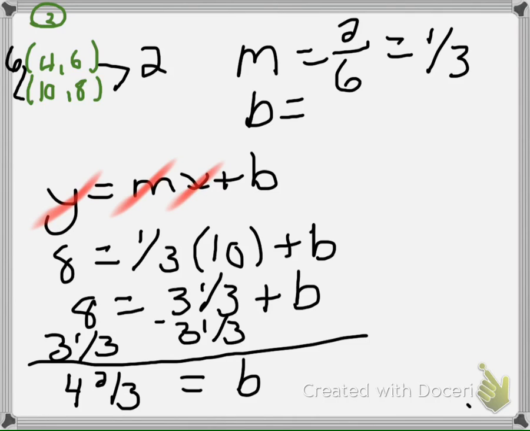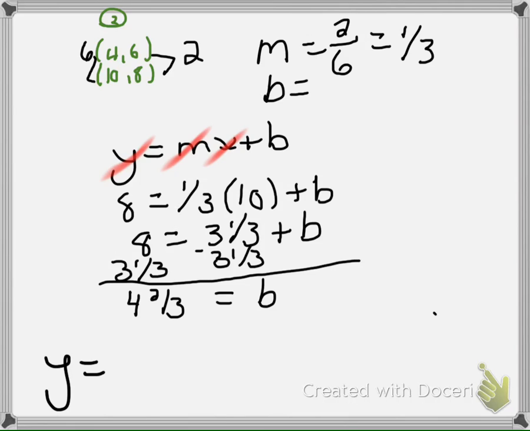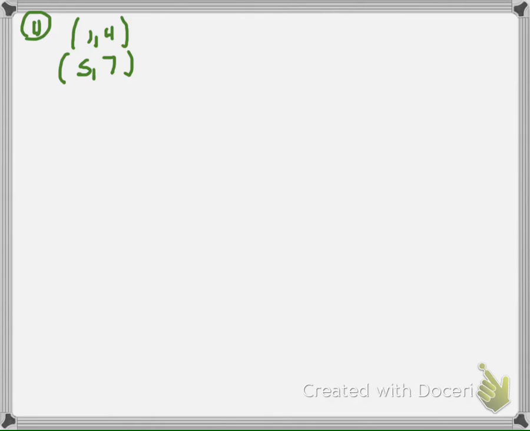Ready to write my equation. Y equals m 1/3 x plus b 4 2/3. Another one done. Last one. Okay, write the ordered pairs down. 1, 4 and 5, 7. As soon as you've done that, turn the video off and try this on your own. Remember, again, you're finding m and b.